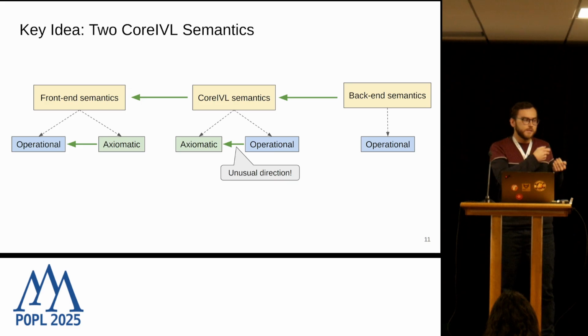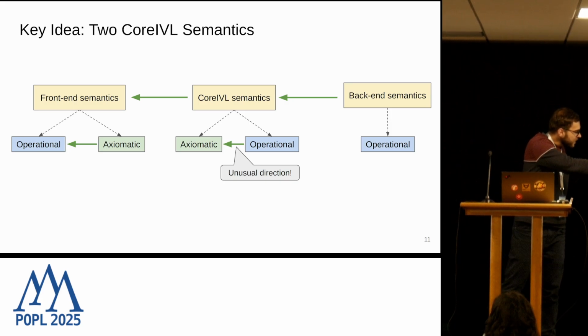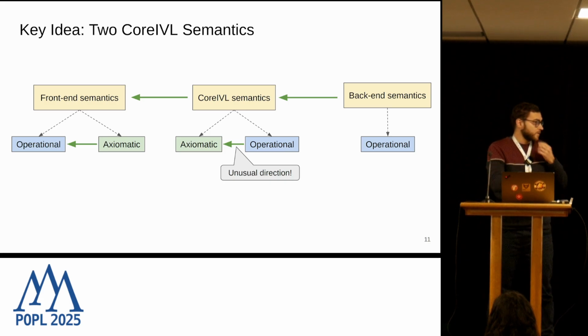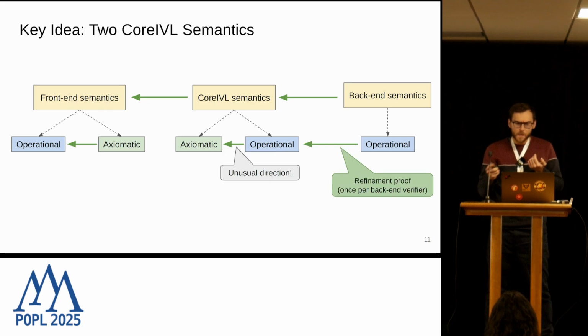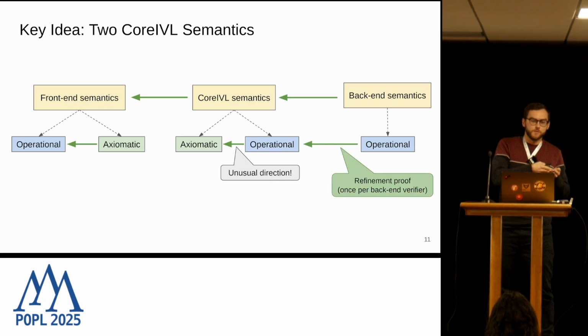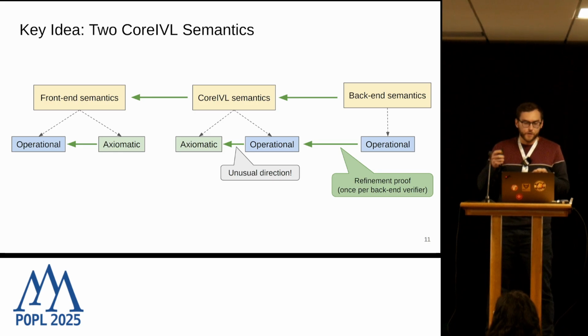And here, note that this is actually a surprising direction. The usual direction is really going from the axiomatic to the operational one, the soundness. But here, because of this architecture, we require the other direction. We can then connect the backend semantics to the core IVL operational semantics via some type of refinement proof, which we have to do only one per backend verifier.